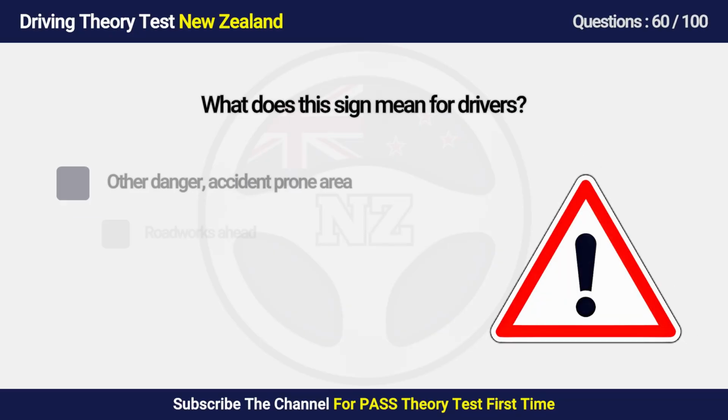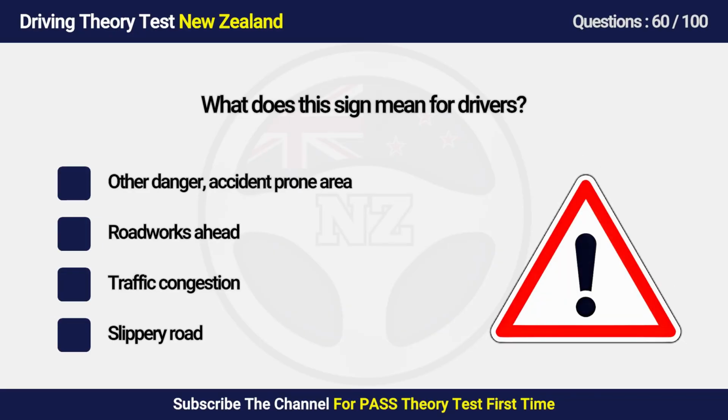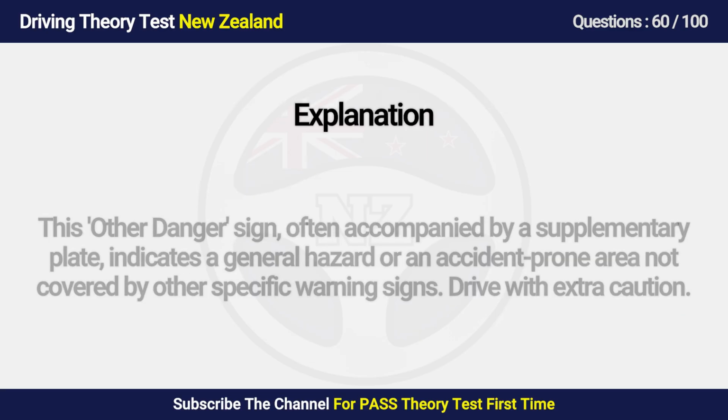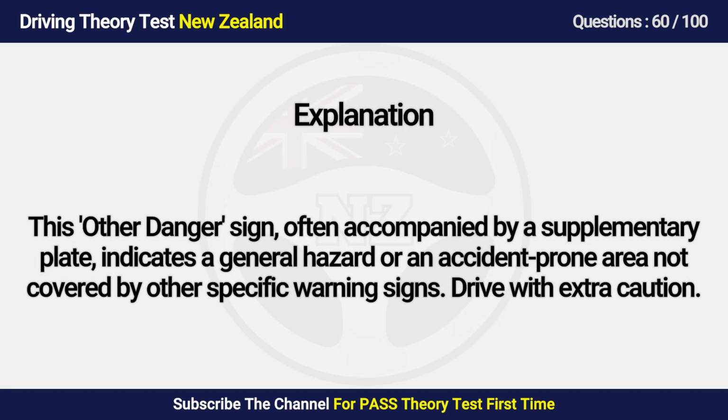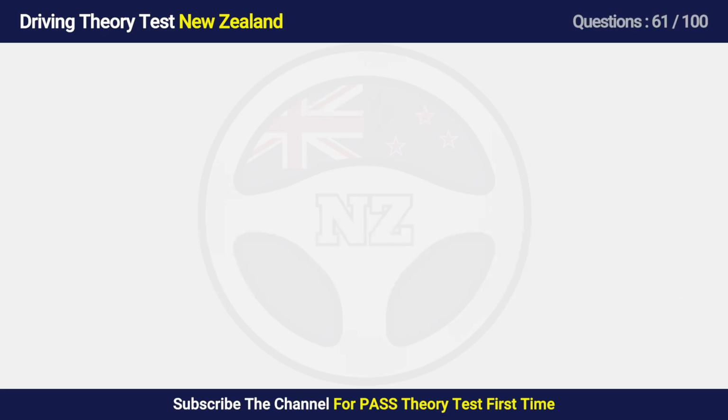Question 60. What does this sign mean for drivers? A. Other danger, accident-prone area ahead. B. Traffic congestion. C. Slippery road. Answer is A. Other danger, accident-prone area. This other danger sign, often accompanied by a supplementary plate, indicates a general hazard or an accident-prone area not covered by other specific warning signs. Drive with extra caution.